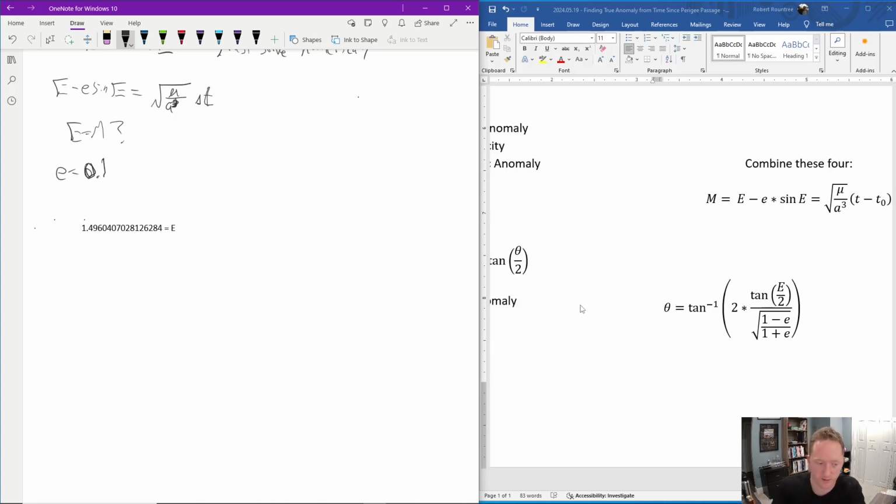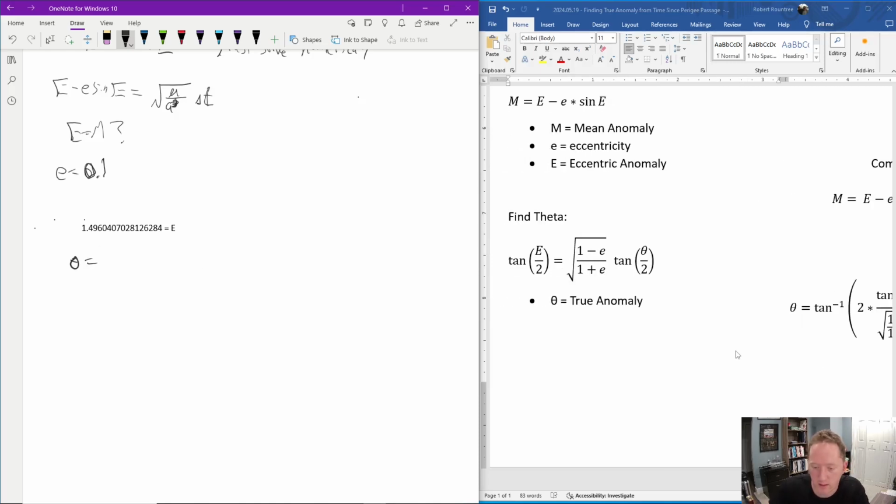So let's go ahead and solve that. True anomaly, and then I'll reference this one over here to make sure we don't mess anything up. True anomaly is going to equal, you've got that tangent of E over 2, right? We're just going to divide that by the square root of (1 minus e) over (1 plus e), and then take the inverse tangent of that.